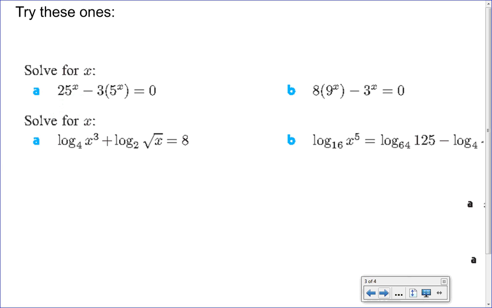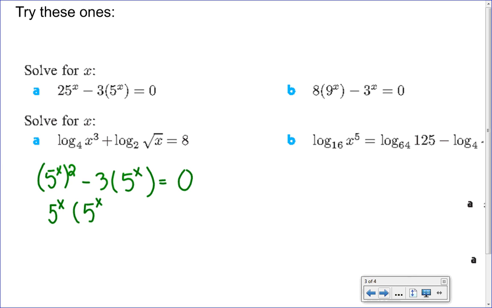So let me rewrite this. We've got 5 to the x squared minus 3 times 5 to the x equals 0. And then we can factor out 5 to the x. So we've got 5 to the x times another 5 to the x minus 3 equals 0. And okay, so we're solving each piece here. So for this first part, we're thinking 5 to what power is equal to 0? And we know actually, well, that doesn't exist. There's no power that we can raise 5 to equal 0. So that part does not exist. Don't include that in your answer.